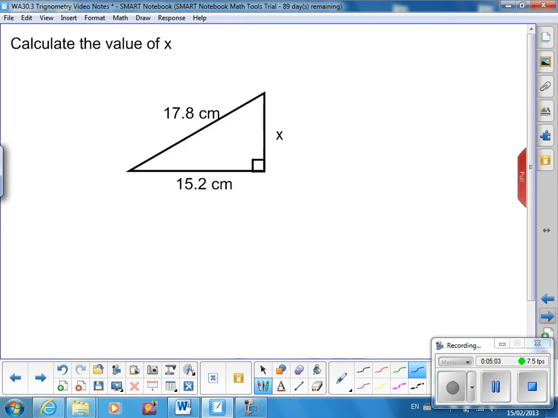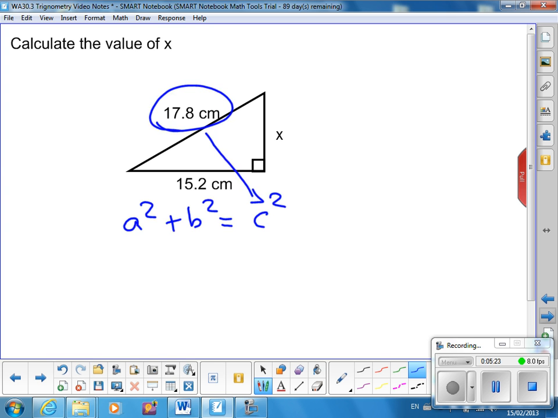All right, we're going to find the value of x, and we have no angles. So if I have two sides, no angles, we are actually going to use Pythagoras' theorem, a squared plus b squared equals c squared. The most important number to put in is the hypotenuse always goes in for c. So I put that in first.